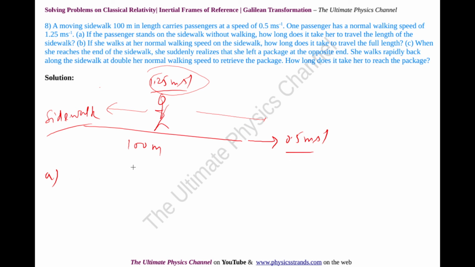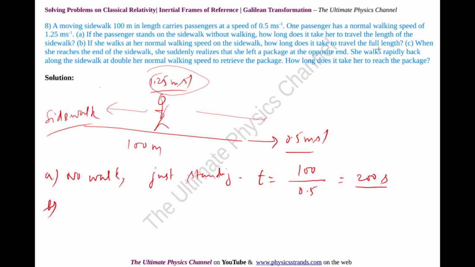So for the first part, she is not walking. So let me write no walk. She is just standing on the sidewalk. So the speed has got to be 0.5 meters per second. So what is the question here? If the passenger stands on the sidewalk without walking, how long does it take for her to travel the length of the sidewalk? So the time is going to be the distance, 100 meters, over the velocity, that is the velocity of the sidewalk. So that is going to be 200. This is meters per second, so the answer is in seconds. Right. The next one, B.